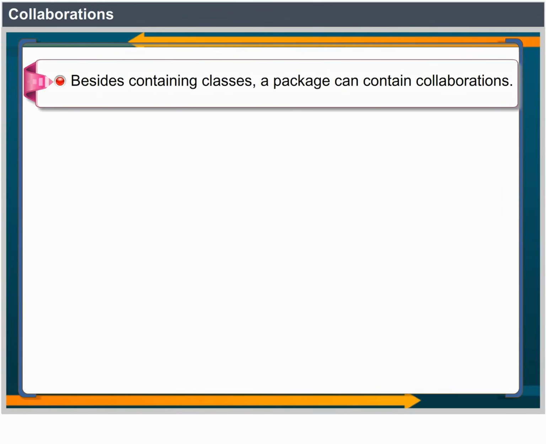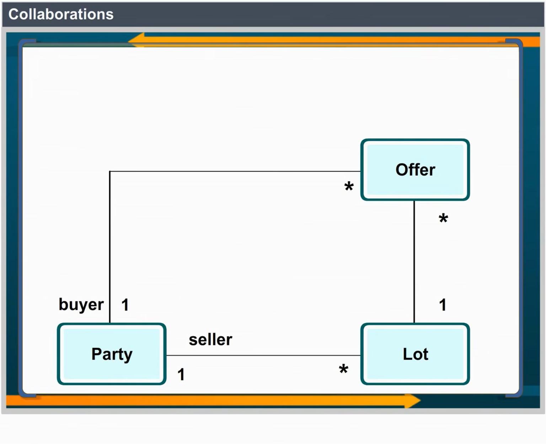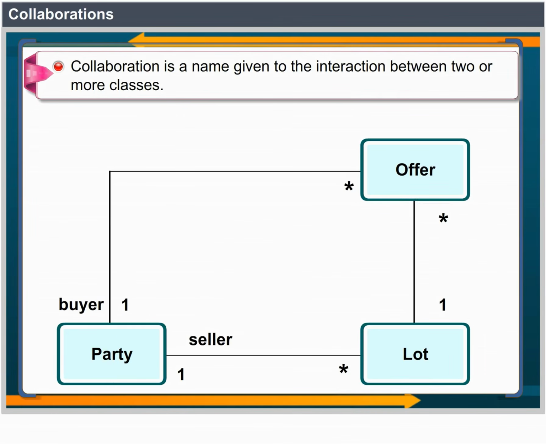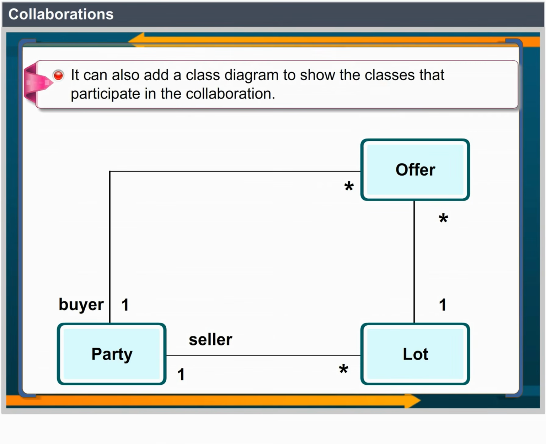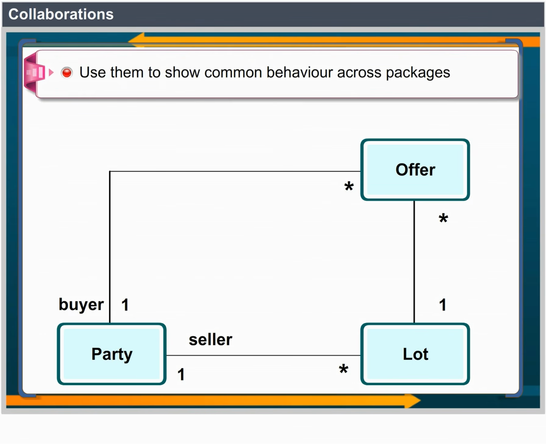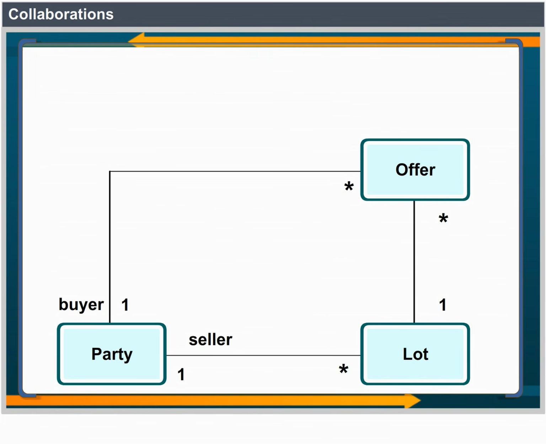Collaborations. Besides containing classes, a package can contain collaborations. Collaboration is a name given to the interaction between two or more classes. A collaboration can be elaborated with more than one interaction diagram, but each diagram shows a different path. It can also add a class diagram to show the classes that participate in the collaboration. Use them to show common behavior across packages. Show those aspects of the classes that are relevant.